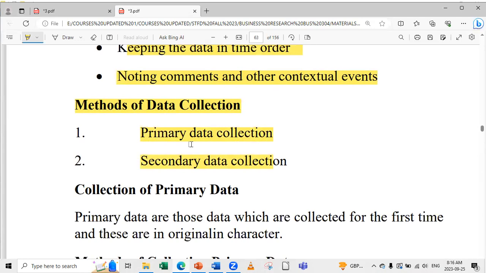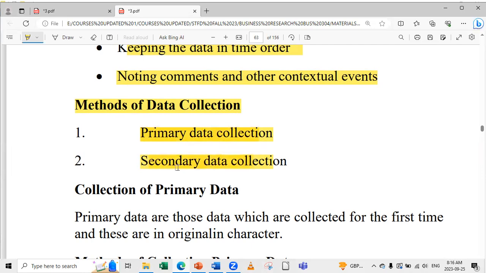Let me tell you, primary data collection is when you collect the data for the first time through questionnaire, survey, and open discussion. These are the three ways you can collect data. It's regarding a new experiment, a new thing that didn't happen before. For that reason, you collect data for the first time.